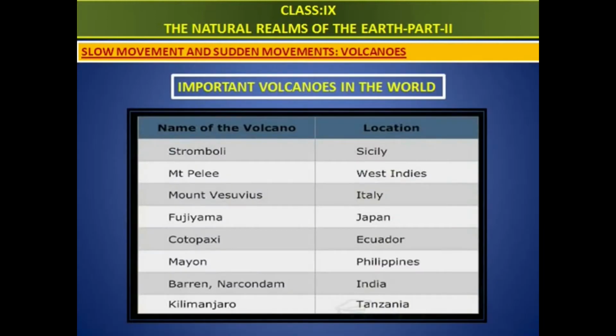The below table gives the details of the world's most important volcanoes: Stromboli, Sicily; Mount Pelée, West Indies; Mount Vesuvius, Italy; Fujiyama, Japan; Cotopaxi, Ecuador; Mayon, Philippines; Barren Narcondam, India; Kilimanjaro, Tanzania.